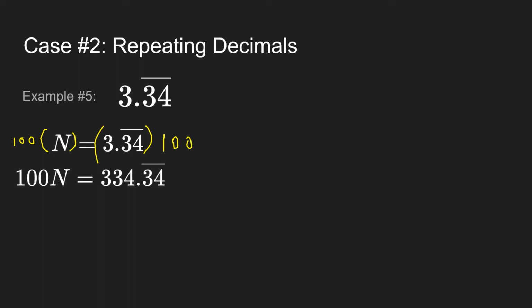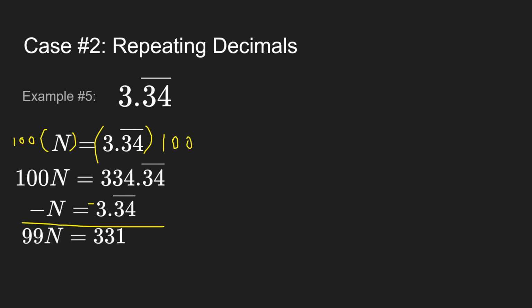And now we have to clear the repeating side of the decimal. So we're going to subtract n from the left side and subtract 3.34 repeated from the right side to get rid of the part of the decimal that repeats. Doing so gives us a new equation of 99n equals 331. And to get n by itself, you divide both sides by 99. And this gives us an improper fraction, 331 over 99.